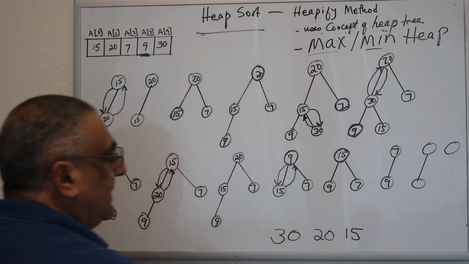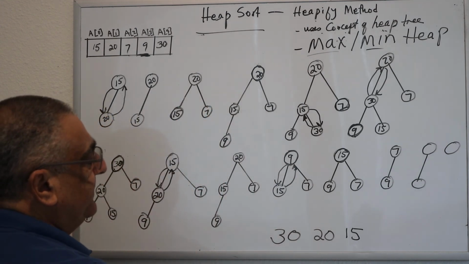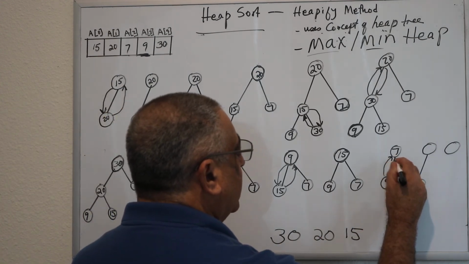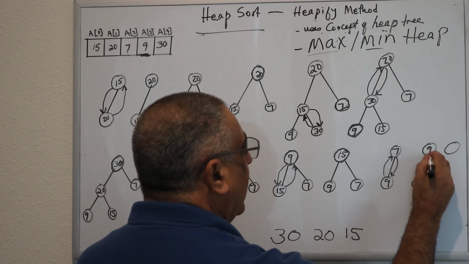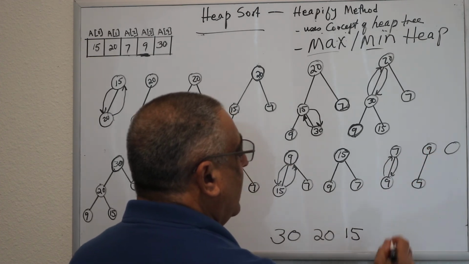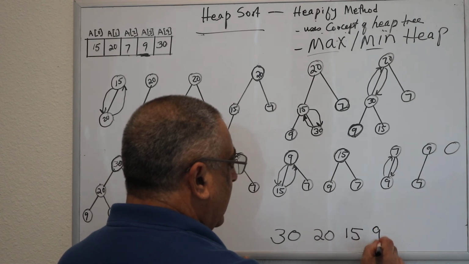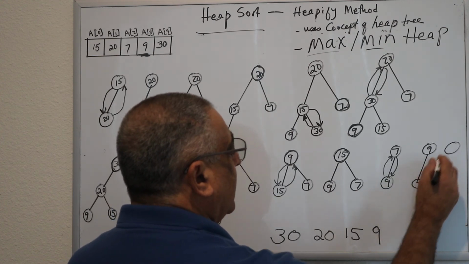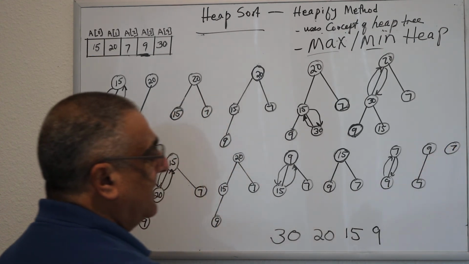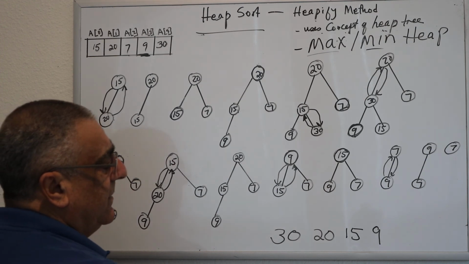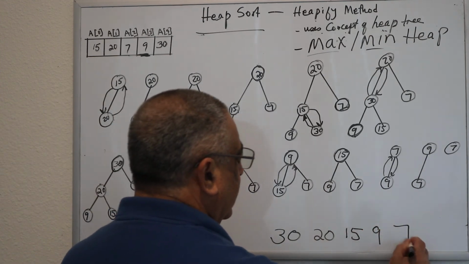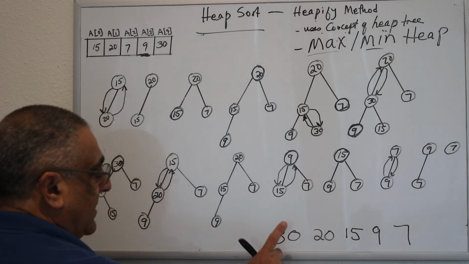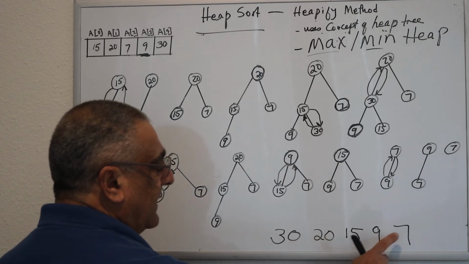Well, this does not meet the max heap structure, so I'm going to have to swap these two. So when I put 9 and I put 7 here, now I can take 9 out and write it out. Now all I have is 7. 7 is the parent node, but there are no children, so I'm just going to write 7. So now this is the result of the sorting. I have 30, 20, 15, 9, and 7.